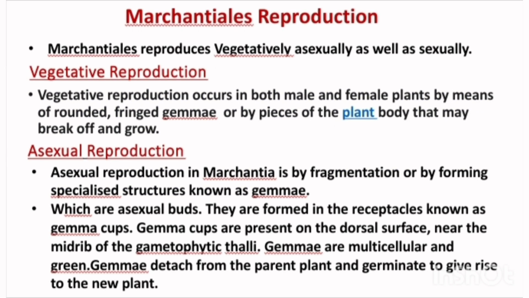Marchantiales reproduce by vegetative, asexual and sexual methods. Vegetative reproduction occurs in both male and female plants by means of rimmed, fringed gemma cups or by fragmentation. Asexual reproduction in Marchantiales is by fragmentation or by forming specialized structures known as gemmae, which are asexual, and they are formed on receptacles known as gemma cups. Gemma cups are present on the dorsal surface near the midrib of the gametophytic thalli. Gemmae are multicellular and green.